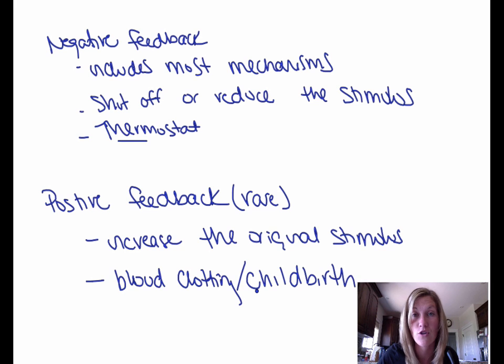So there are two types of feedback. Negative feedback is certainly the most common one. That's when, like that last example, it's sort of like a teeter-totter and you're going to shut off or reduce that stimulus or that change. With positive feedback, you're going to increase that stimulus. I hope that's helpful in determining the differences between feedback systems.